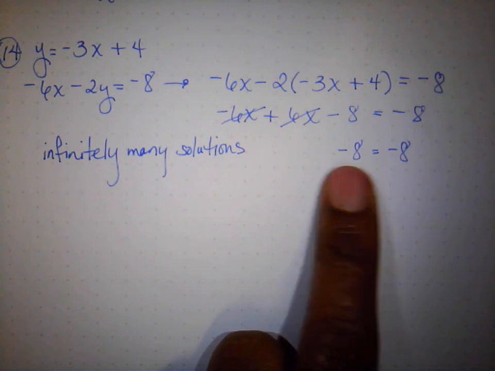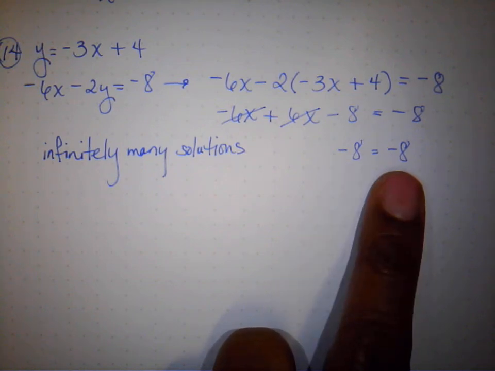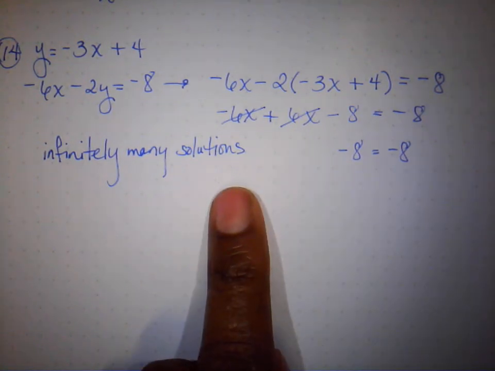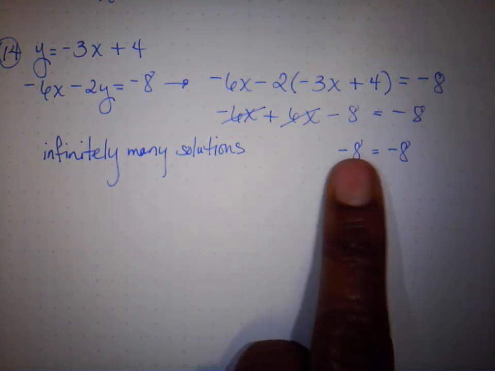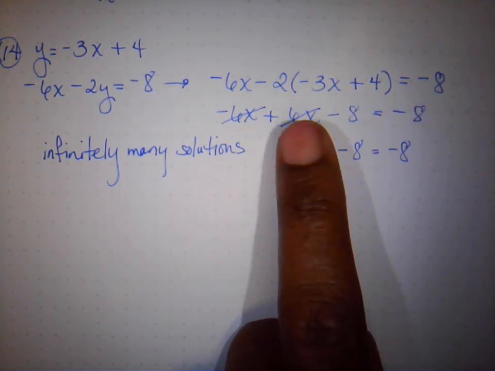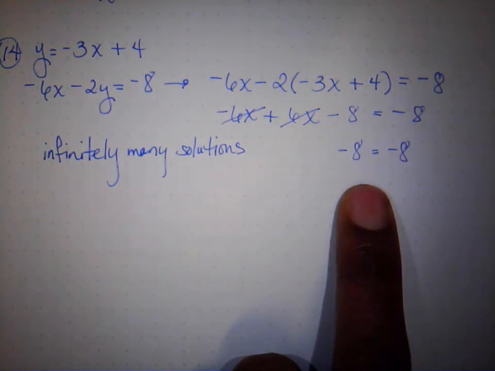Do you see how we got negative 8 is equal to negative 8? Okay? That is a clear indication that you have infinitely many solutions. Period. Notice, when we solve this out, the variables canceled out, and we ended up with negative 8 being equal to negative 8. Whenever this happens, the answer will always be, and I rarely say this, infinitely many solutions. Period.